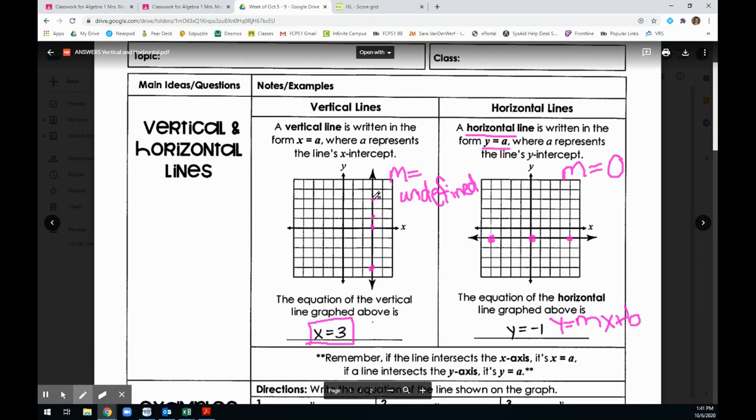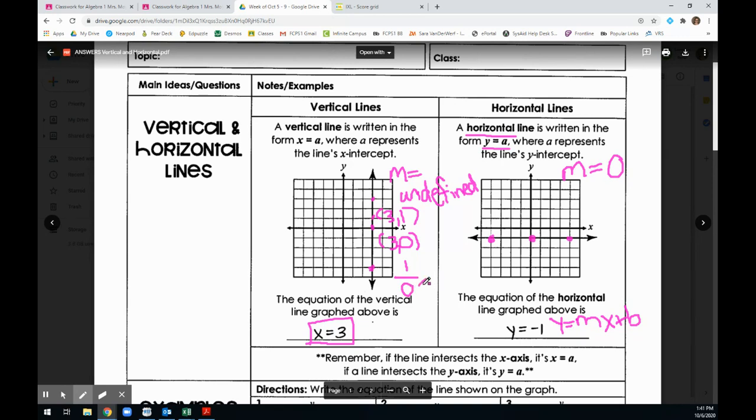So we would have, on this point, 3, 1. And on this point, we have 3, 0. And so the change in y is 1 minus 0, which is 1. But the change in x is 0. 3 minus 3 is 0.